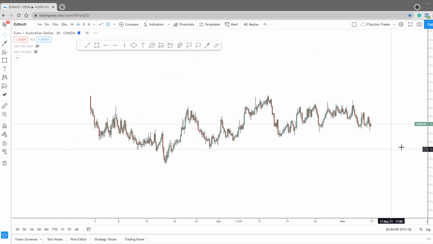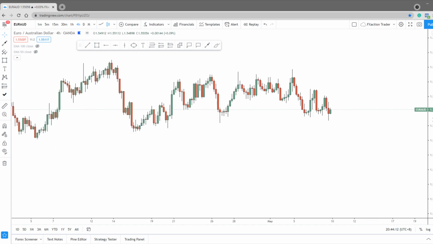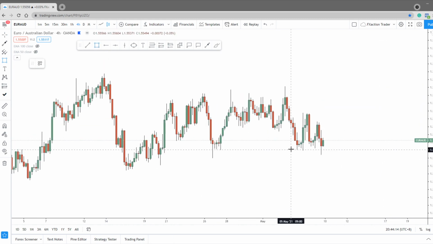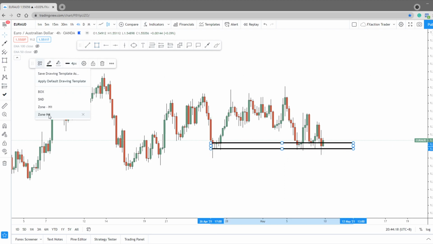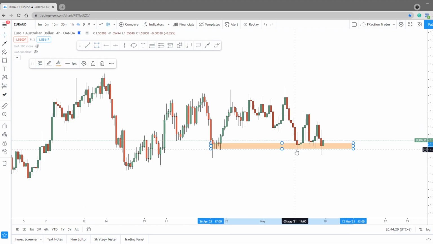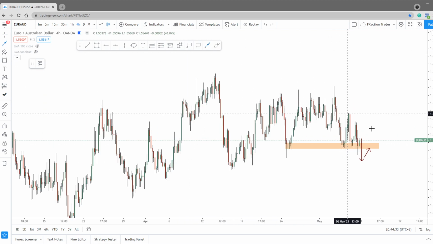So on H4, we can see that the market has attempted to create a new low, and somehow the market is still supported by this support zone at 1.54813. So if this support zone is broken and the market creates a new low successfully, we can enter for a short trade. Alright.